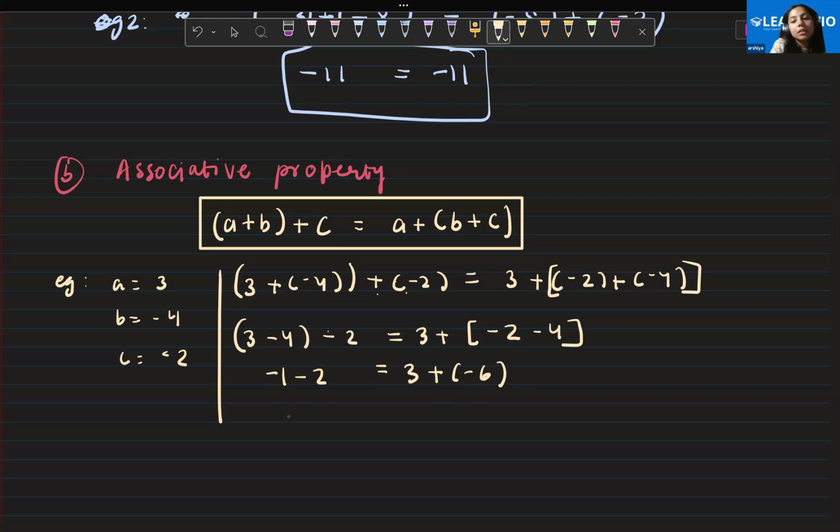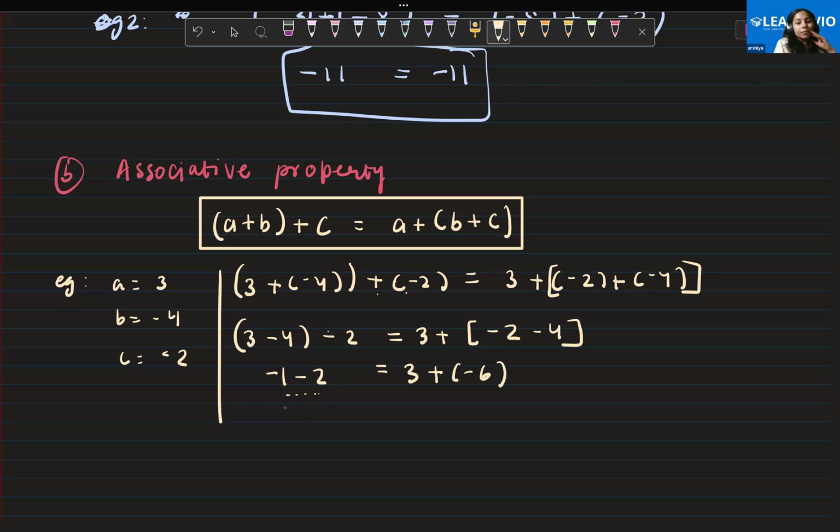How much will I get here? What will be the answer for this? Zainab, can you tell? -3. Three. Make sure you know what's the sign. Both of them are negative, right? So what will be the sign?